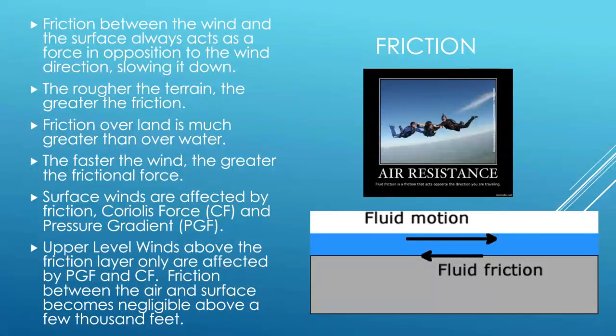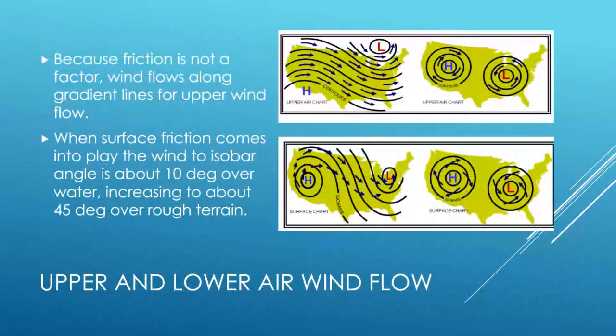Okay, so you're going to get some twisting, if you will, between the upper motion and the surface. Because of friction, of course, wind flows along a gradient line, or upper wind flow, because you don't have as much friction. When the surface comes into play, then you get about a 10-degree deflection over water and about a 45-degree deflection, if you will, over rough terrain. So as it's slowing down, like I'm showing here, it's going to bend even more, because it's moving slower. So that's the difference between upper and lower.